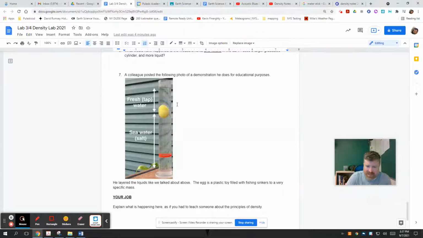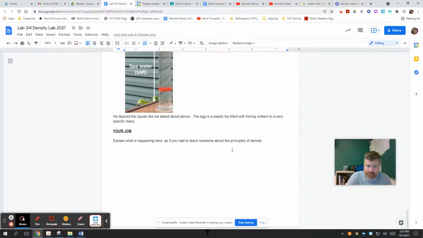So what's going on here density-wise? Why does that happen? Explain it. And again, explain it as if you're explaining it to somebody who hasn't done all this density work. Give me a nice, thorough explanation here. Then you're done. Thank you very much.